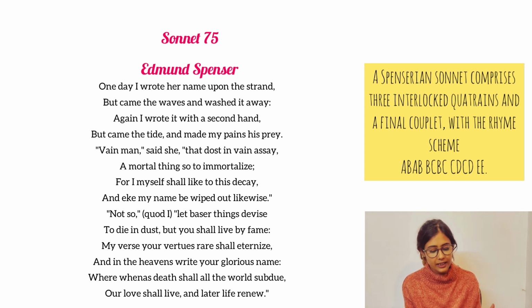Here also he is saying, where whenas death shall all the world subdue, when death will take everything, grasp everything, our love shall live. The sense of our love will stay, because lovers will be there, and lovers are going to read these words, where I am going to make you eternal. So this is about this sonnet. He is trying to immortalize his love, and it is actually carrying forward. He is actually eternalizing his love towards Elizabeth Boyle.